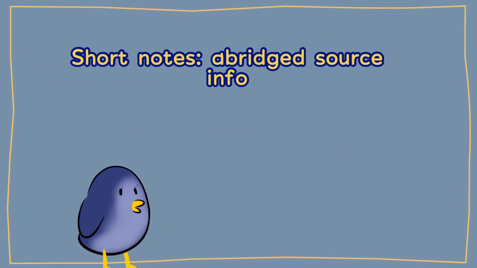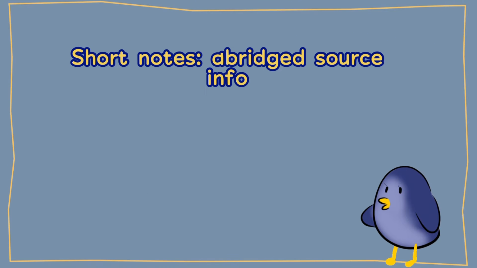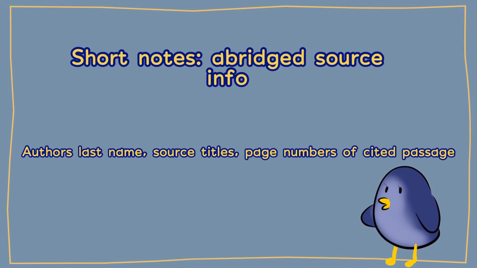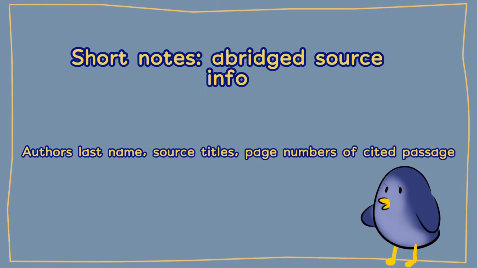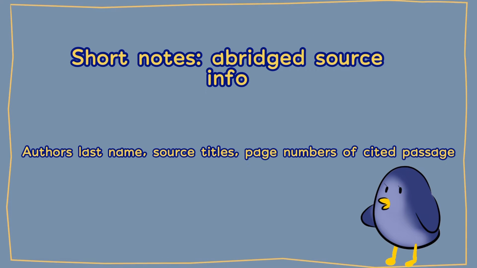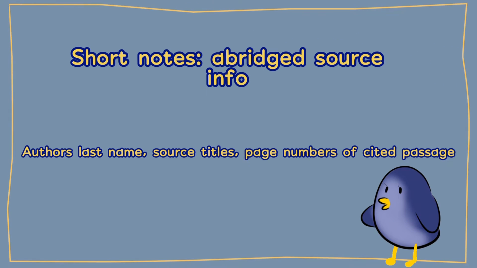Short notes are a lot less complicated. It's simply the author's last name, followed by a comma, the source title or titles, followed by a comma, and then the page numbers of the cited passage, followed by a period.